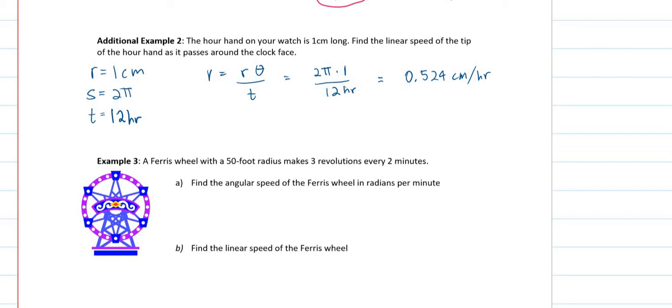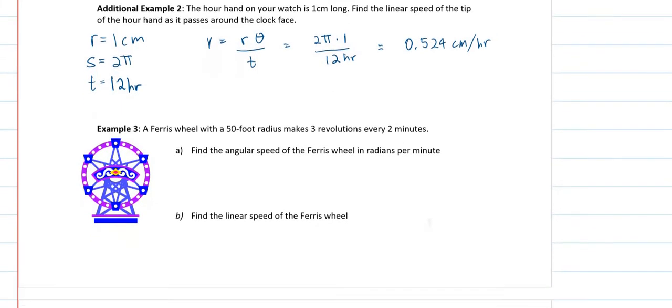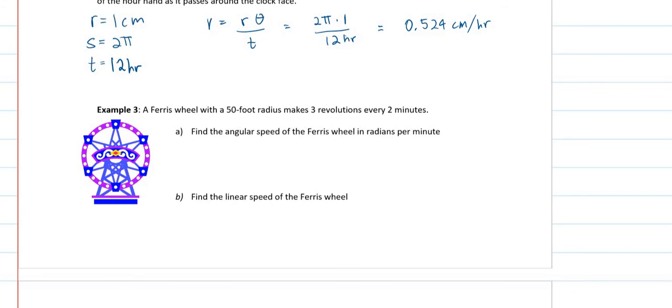All right, let's do this third example. A Ferris wheel with a 50-foot radius makes 3 revolutions every 2 minutes. Find the angular speed of the Ferris wheel in radians per minute, and then find the linear speed of the Ferris wheel. So angular speed is this formula. Omega is equal to the central angle over t. And what that means is we're measuring how fast that central angle is getting bigger, or getting smaller, as it goes around the circle.